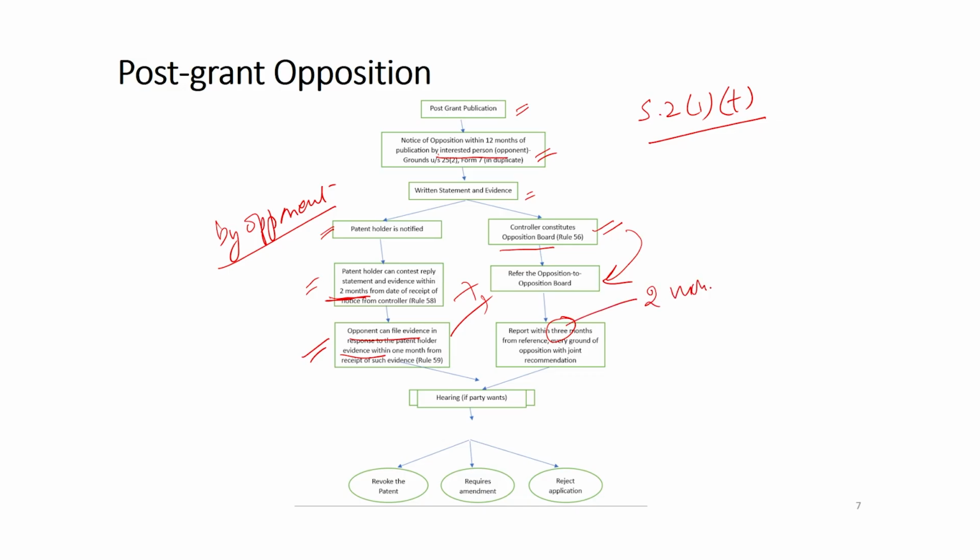This has become 2 months now after the 2024 amendment. After the entire process, when submissions were made by both the parties, the opposition board has given its opinion in 2 months' time. Hearing will be given, and on the basis of hearing, the patent may be revoked, the patent may be continued if the opposition is rejected, or on the basis of opposition, some amendment may be proposed. So, this is the mechanism for post-grant opposition. There are 2 important points if you see. It can be raised by an interested person and it has to be disposed of by the opposition board.